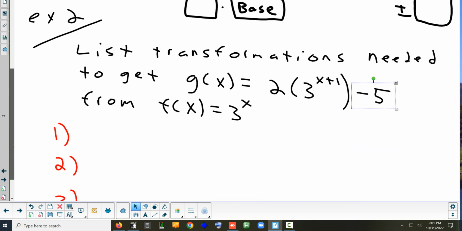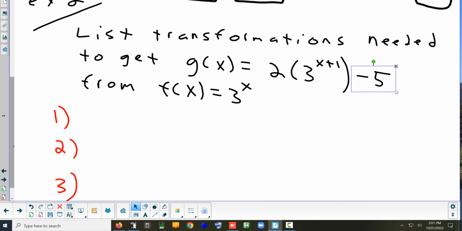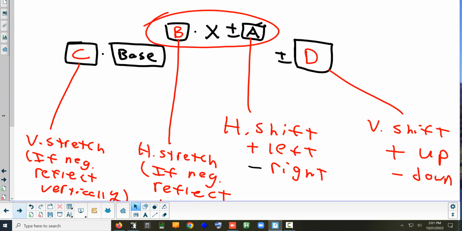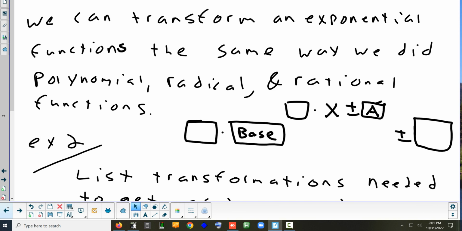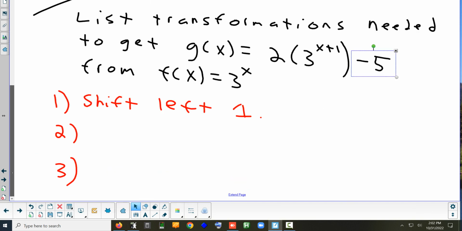Sam, can you tell me what the plus 1 is going to do? Yeah, horizontal shift. Yep, so it's going to be a shift left 1. If you want to say shift horizontally left 1, that's okay too. All right, so we took care of the plus 1. B, I don't have a B value in this problem. There's no number in front of x. So then we're going to go to the next one, which is C.